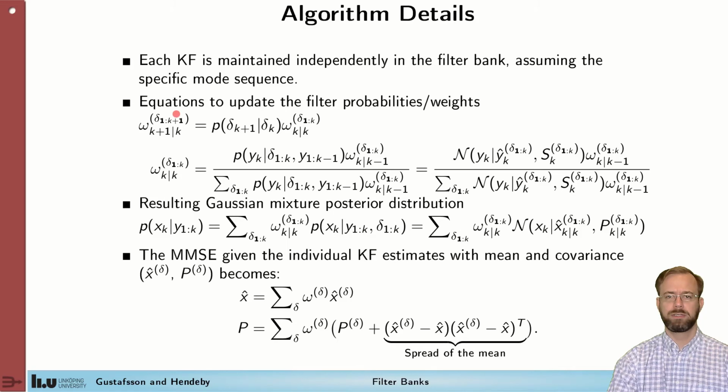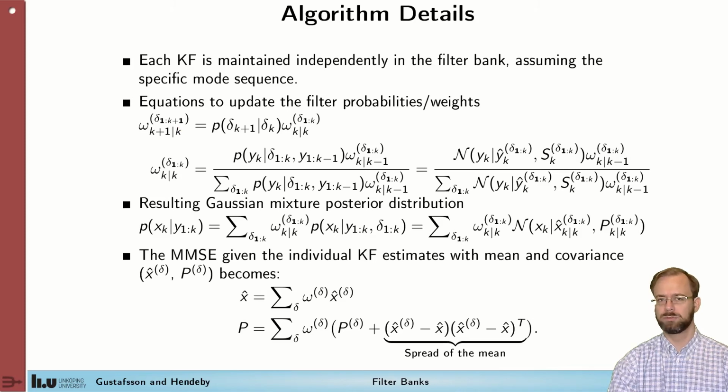Next, we move on to the interesting part of how to maintain the different probabilities in the filter. This is done in a similar way to the other filters in two steps, a prediction step and a measurement update step. So first of all, consider that we have the probability of a sequence, so a filter in the filter bank. It's been using the sequence of delta 1 to delta k in the smooth sequence. We now see what the probability is to add a delta k plus 1 after this.